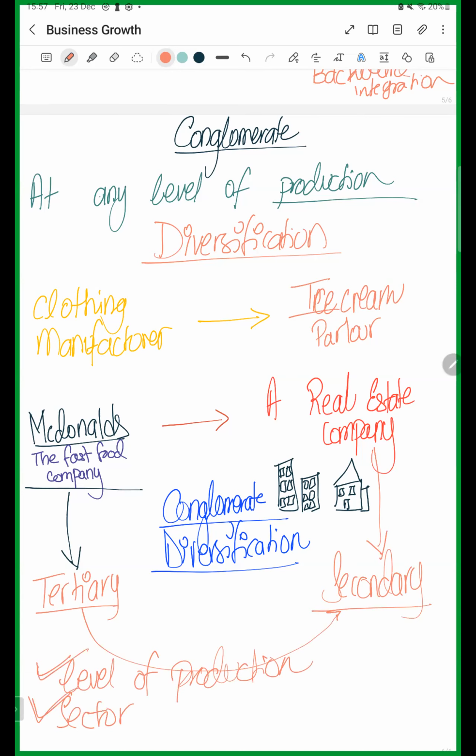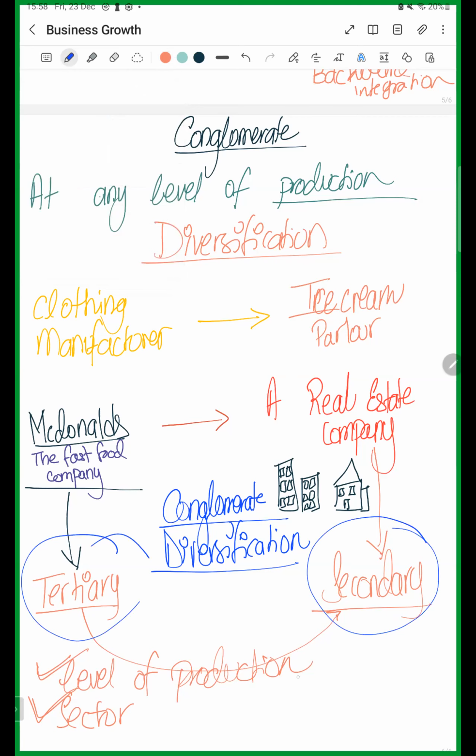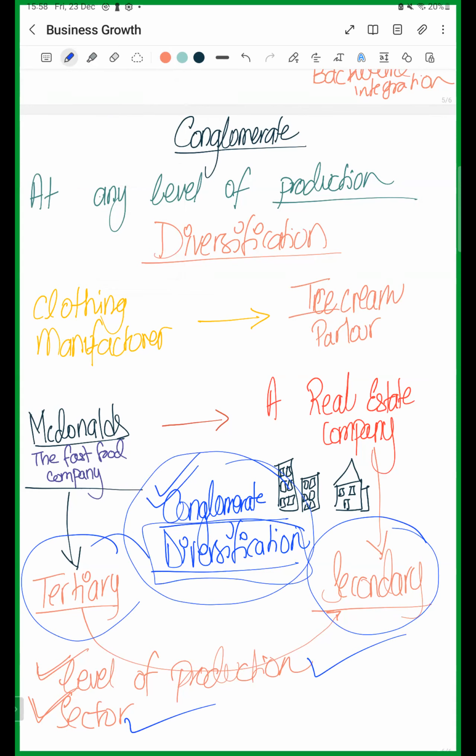So when companies merge or take over other companies which are completely different, at a different level of production, these companies grow, and this growth is called conglomerate or diversification. This is the better word. This we usually use in our answer analysis, but this growth is called conglomerate. Good, are we clear? Yeah.